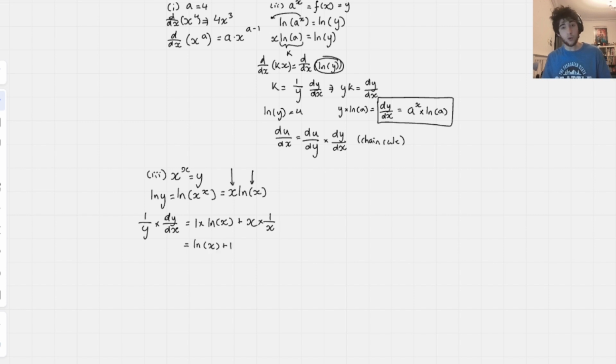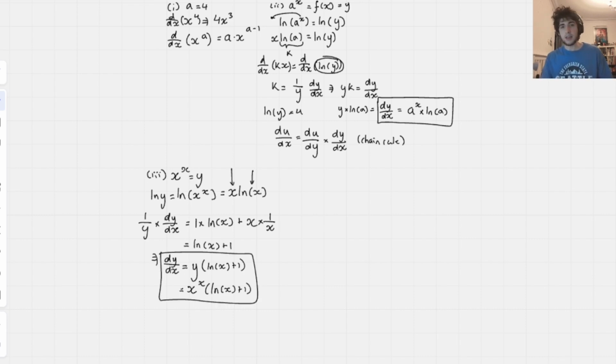So that's our 1 over y dy/dx. To get dy/dx, we have to multiply both sides by y. So obviously, that implies that dy/dx is equal to y lots of ln x plus 1. And recall that y is x to the x. So we can just relabel this as x to the power of x multiplied by ln of x plus 1. And that gives us our answer.